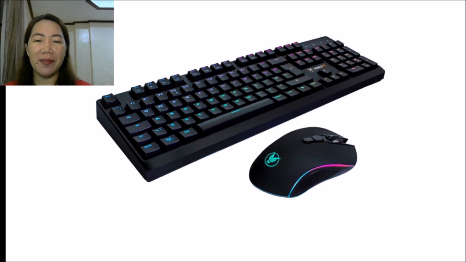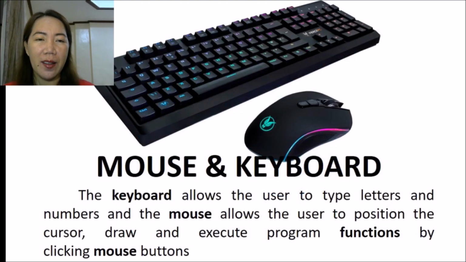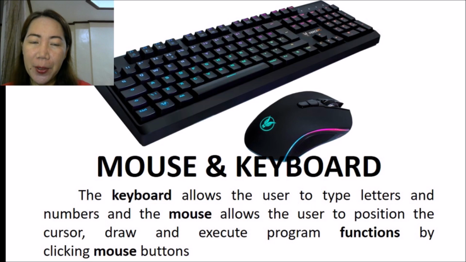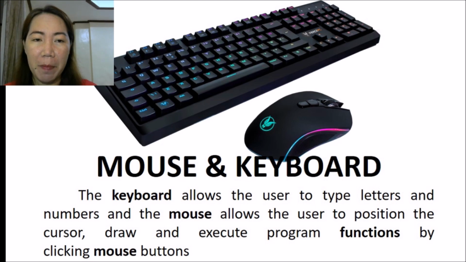Okay, what about that one? Okay, there you go. That's what you call mouse and keyboard. The keyboard allows the user to type letters and numbers, while the mouse allows the user to position the cursor, draw and execute program functions by clicking the mouse button. And by the way, the primary input device is the keyboard, and the primary input device for the newer PC is the mouse because of the GUI or the graphical user interface.